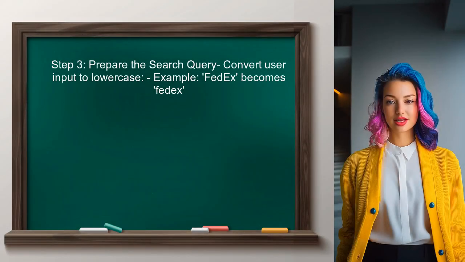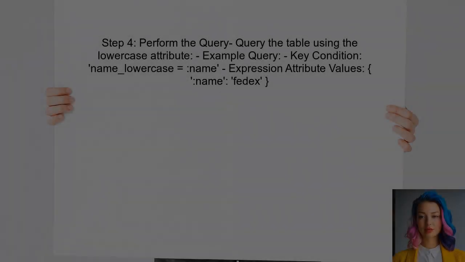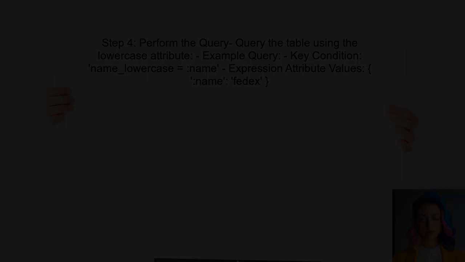Now, when a user submits a search query, the user should convert that query to lowercase. This ensures that the search can match the lowercase attribute in the table. Finally, the user can perform the query on the DynamoDB table using the lowercase attribute. This will return the correct organization regardless of the case used in the search.